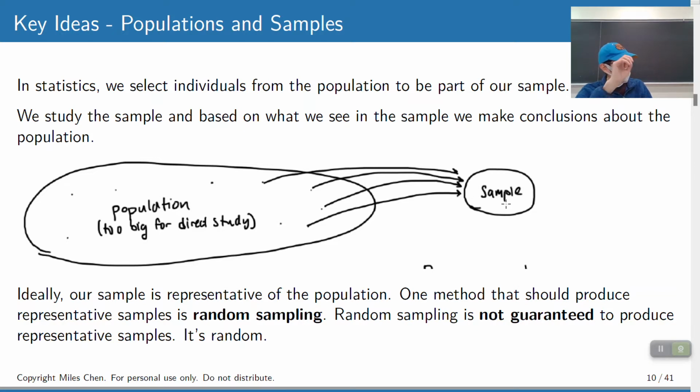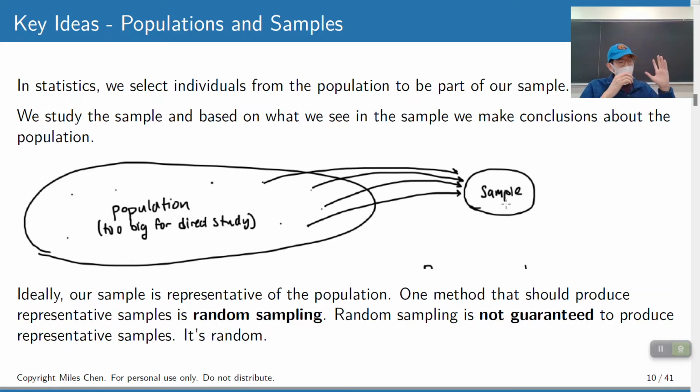Okay, so our sample is just a small piece drawn from the population, and we're hoping that our sample is representative of the population. It's really hard to do this, though. Now, one method that should produce a representative sample is random sampling, but random sampling is not guaranteed to produce representative samples. It's a random process.